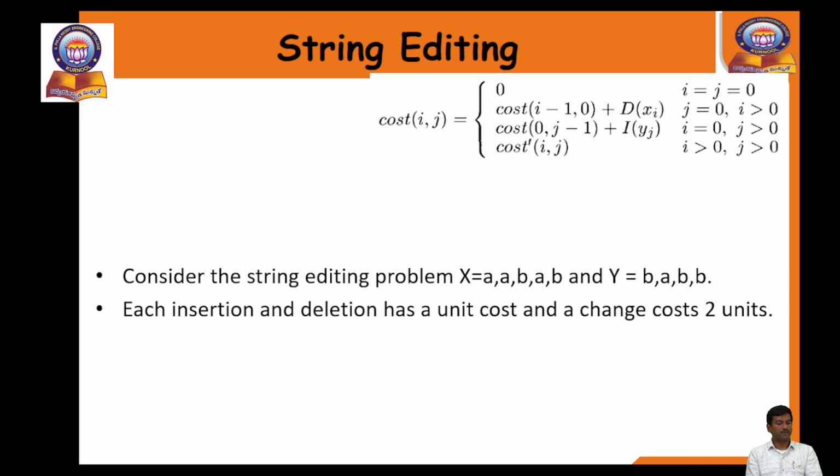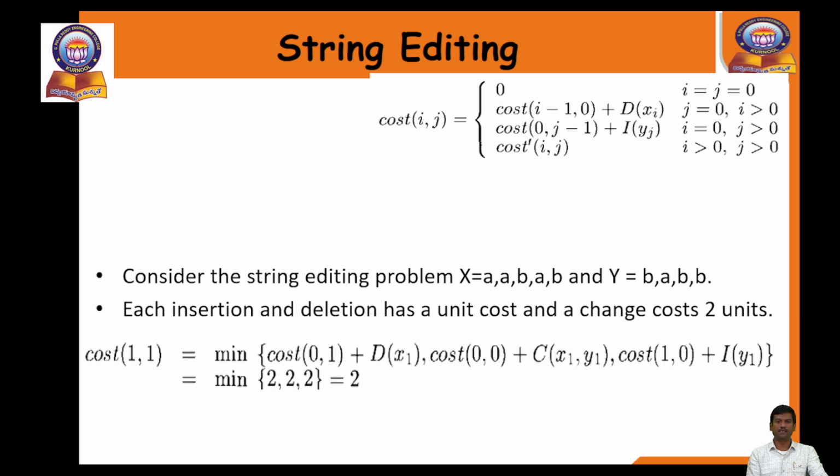So cost of i comma j is being given. Based upon your previous slide, the cost of i comma j equals 0 and so on, depending upon the values of your i and j respectively. So the first step is finding cost of 1 comma 1.